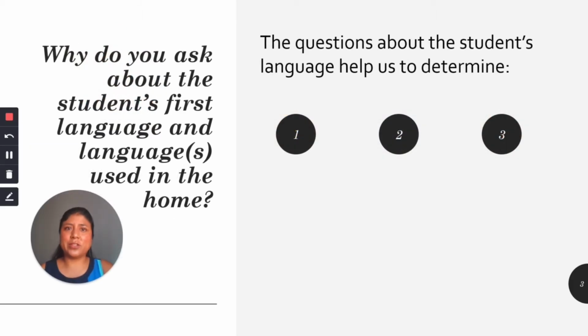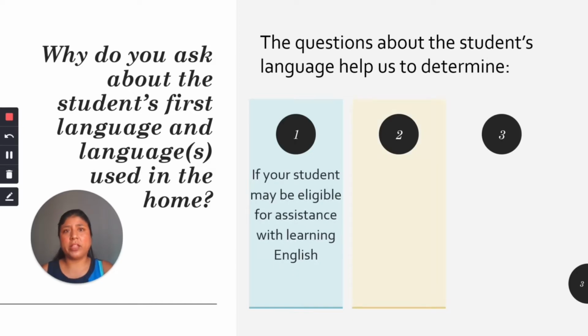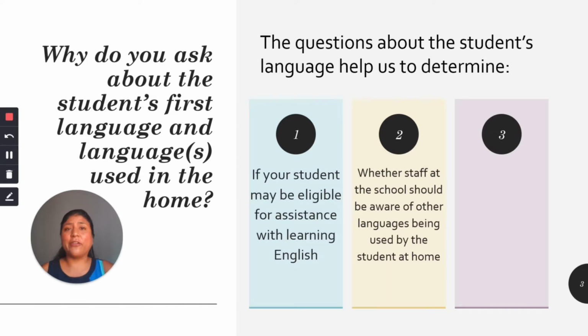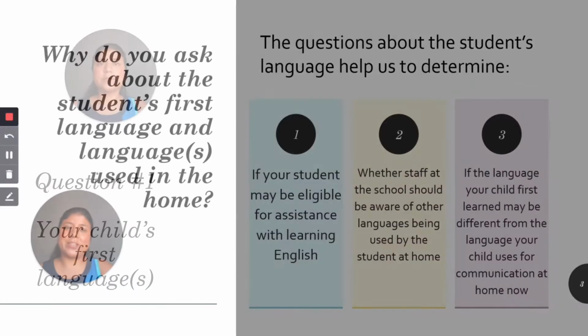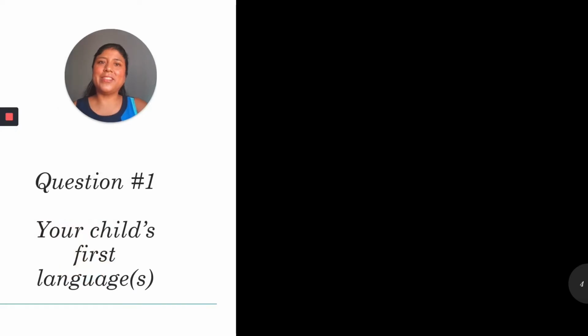The questions in the survey will ask you about your child's language and the language that you speak to your child. These questions help us determine if your student may be eligible for assistance with learning English, whether our staff should be aware of any other languages being used by the student at home, and if the language your child first learned is different than the language that they speak at home. This short survey only has 4 questions.